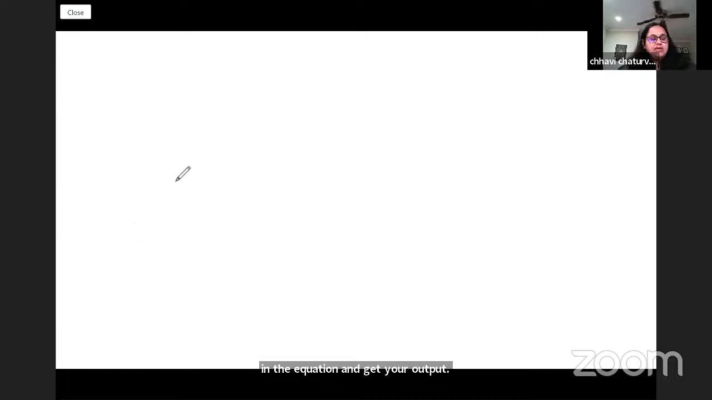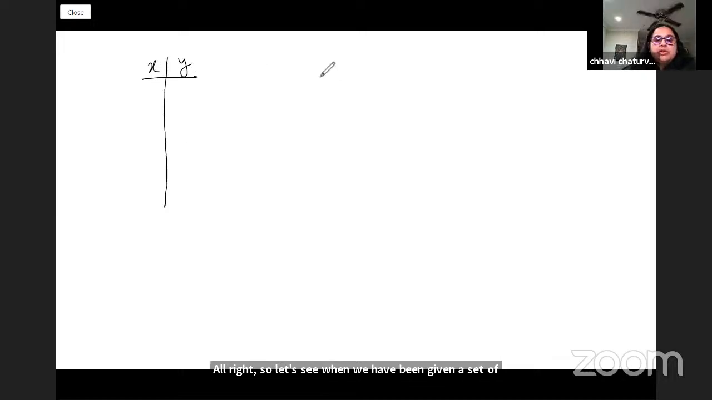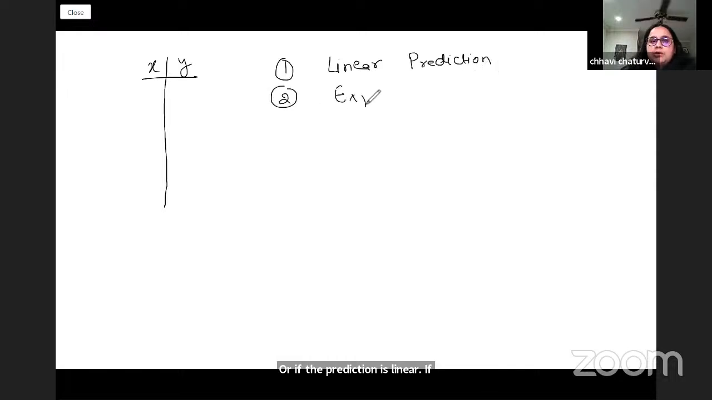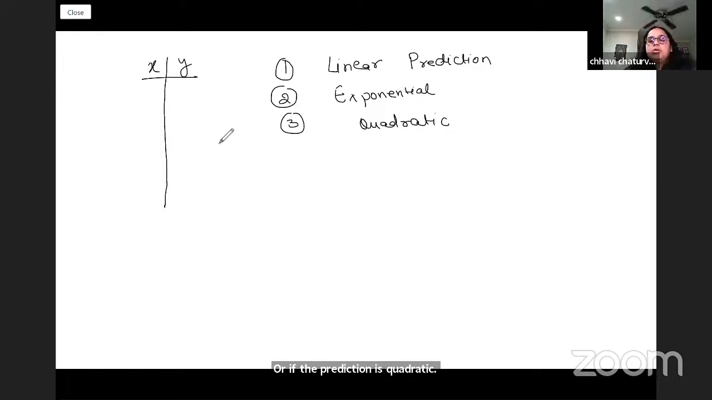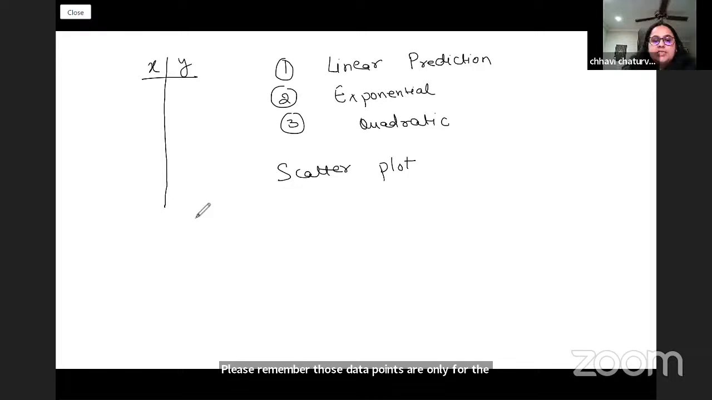All right, so when we have been given a set of points, how do we make sure if the prediction is linear, exponential, or quadratic? Please remember, those data points are only for the scatter plot. And what does that mean? You will not get an accurate straight line. So what you will see is a trend.